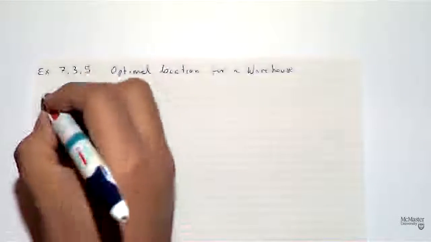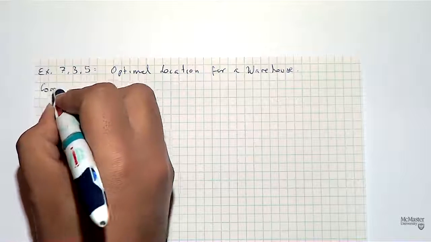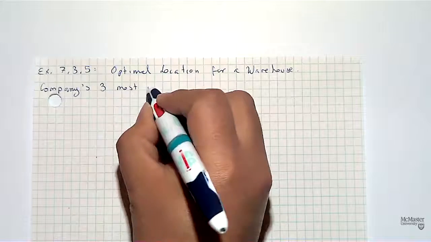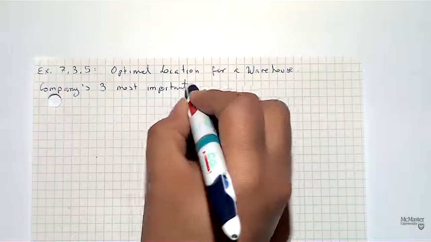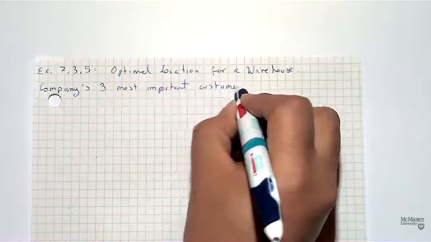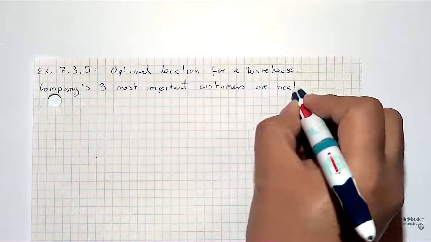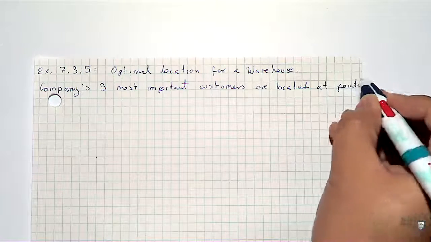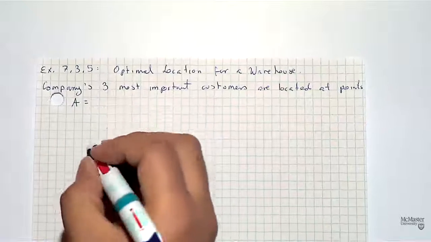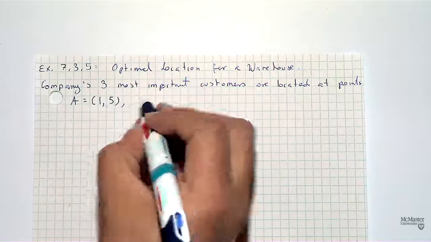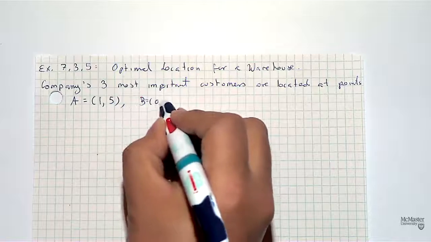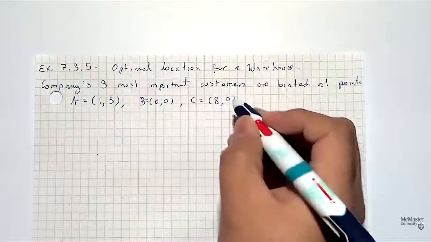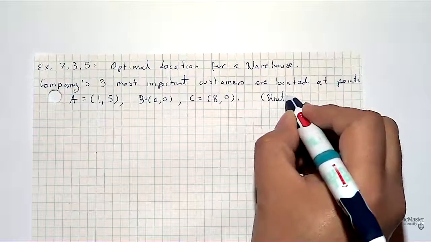So you're a company, and the company's three most important customers are located at points in a plane, of course, we're approximating, which are A in x and y coordinates, it is 1, 5. B is the origin, and C is 8, 0. The units are in miles.